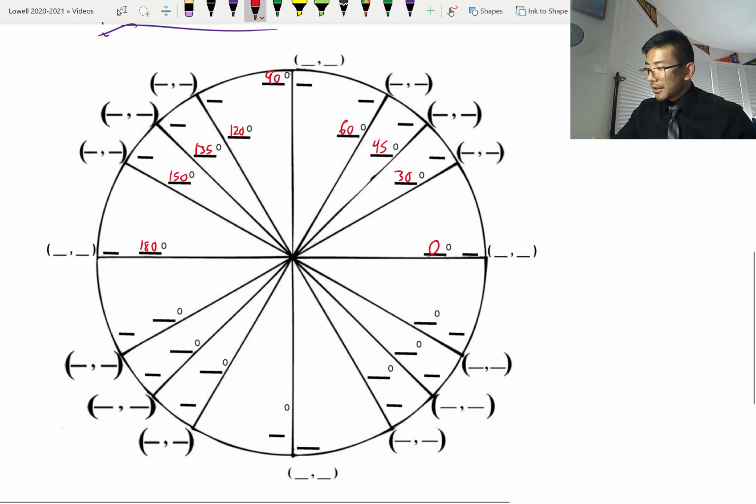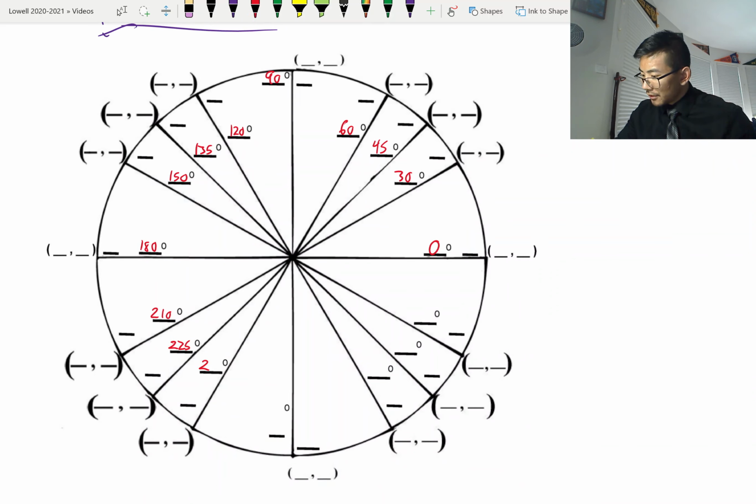Keep going all the way around, we'll get 210, 225, 240, 270, right down there. That would be 3/4 of the way around. We keep going. Now remember, we should end up at 360. This would be 300, 315, then 330, and then back to 360. But 360 and 0 look identical, remember. And of course, you could keep going up to 390, which is just the same angle as 30.